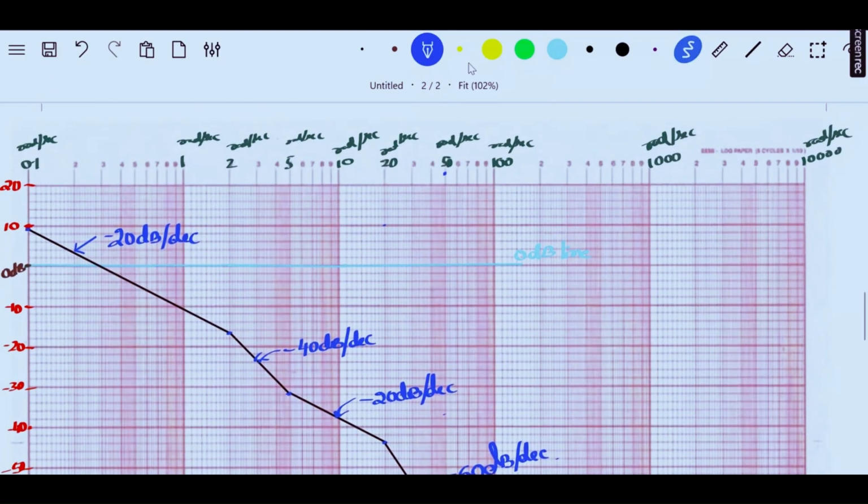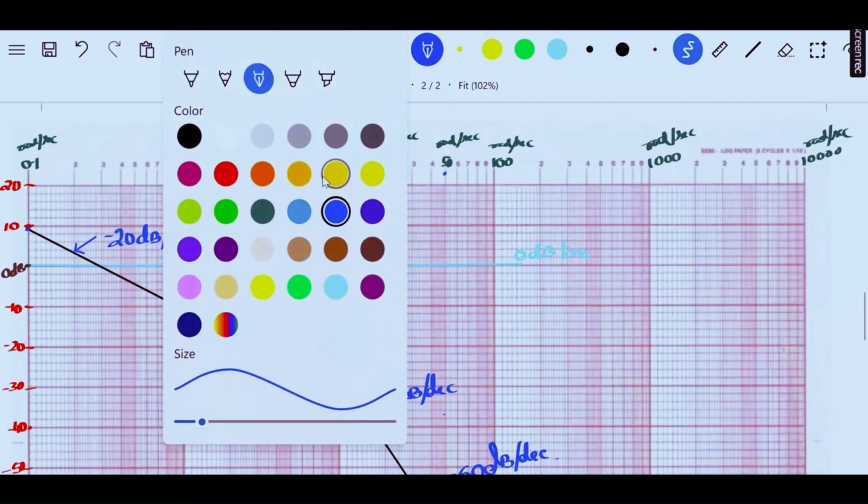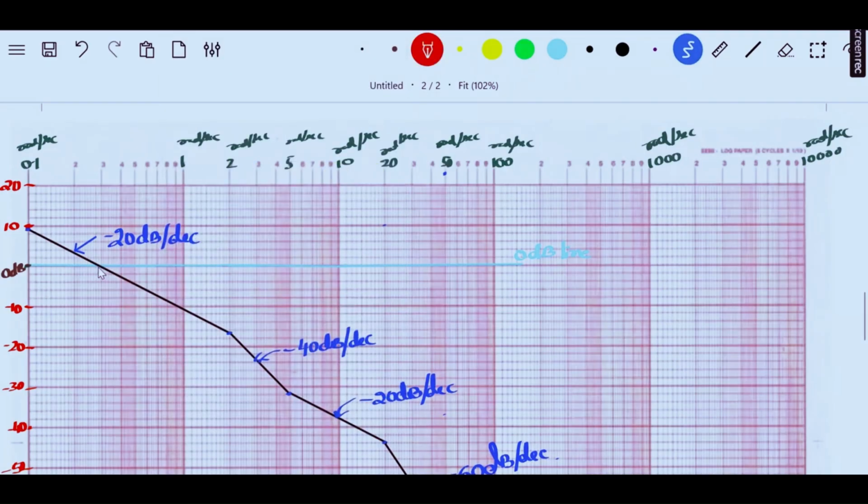The point where the 0 dB line is touching is this point. Let me mark that point. This point is exactly 3 radians per second. That is where the 0 dB line is crossing the magnitude.